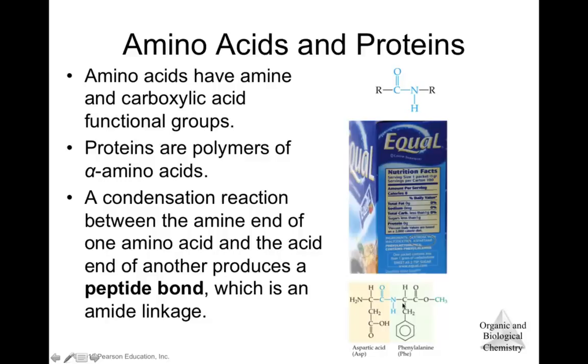We have two amino acids here and they create a peptide bond. You can see that this amino acid has an amine and a carboxylic acid, okay? And also here it has a carboxylic acid and the amine. So here we have one amino acid, another amino acid, and they do a condensation reaction and create a peptide bond between the carboxylic acid of this amino acid and the amine of this other amino acid.